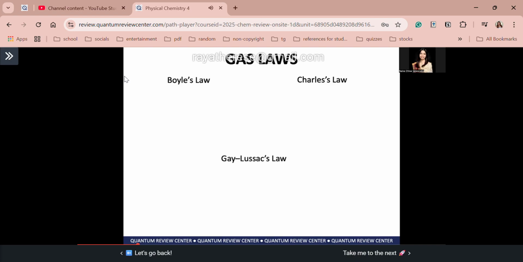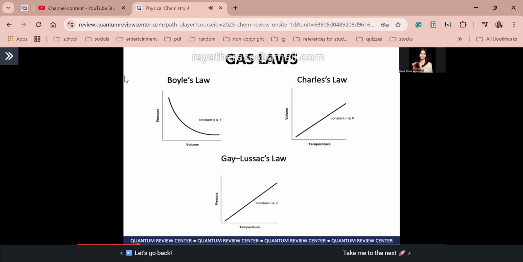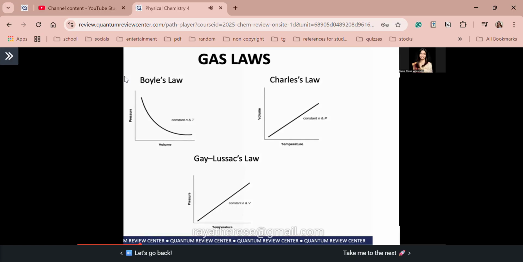These graphs show Boyle's law, Charles' law, and Gay-Lussac's law. Here we see Boyle's law: as volume increases, pressure decreases at constant number of moles and constant temperature. Then for Gay-Lussac's law, as pressure increases, temperature also increases at constant number of moles and volume. Lastly, Charles' law shows that as temperature increases, volume also increases, at constant number of moles and pressure.